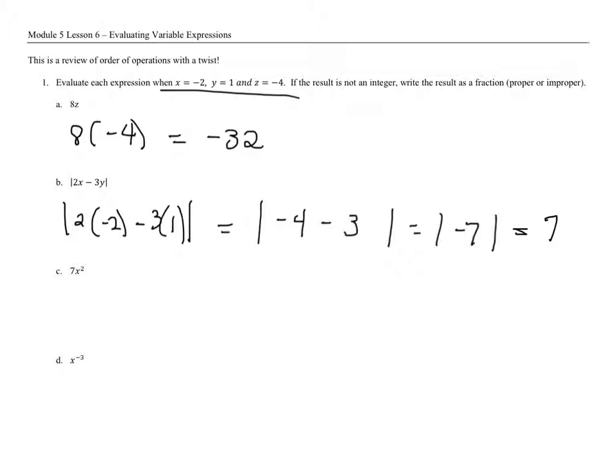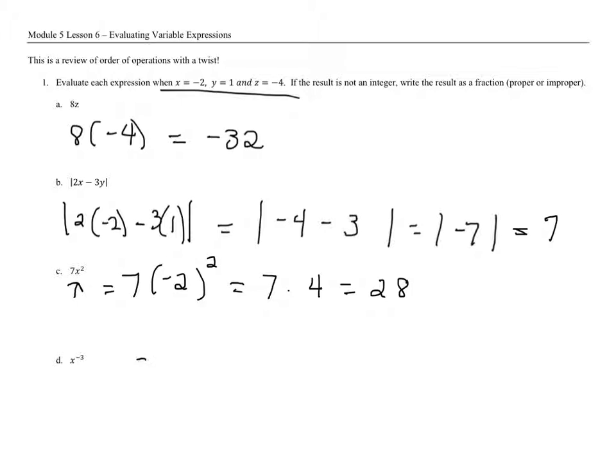Let's look at C. So it's going to be 7 times whatever the value is for x, which is negative 2, and then I got a square. Notice how I'm just squaring the x. So we're going to square the negative 2 first and then multiply it by 7. So it's going to be 7 times negative 2 times negative 2 is a positive 4, which gives me 28 overall.